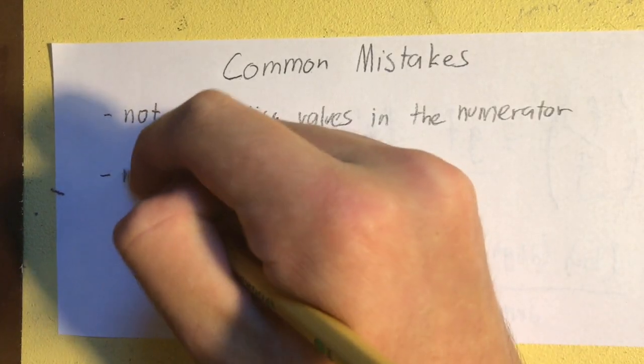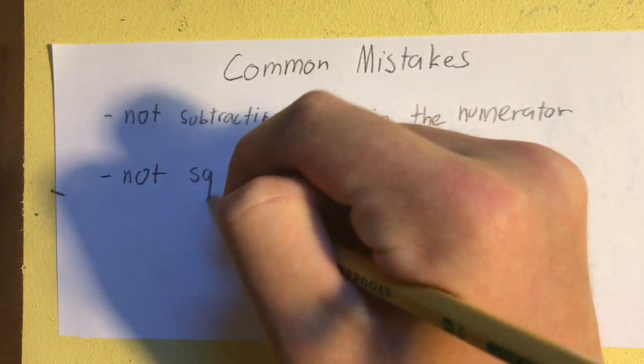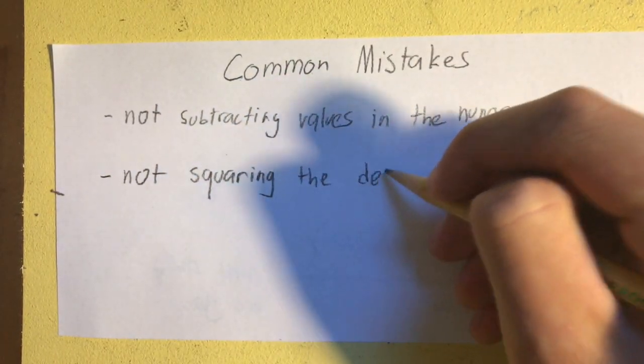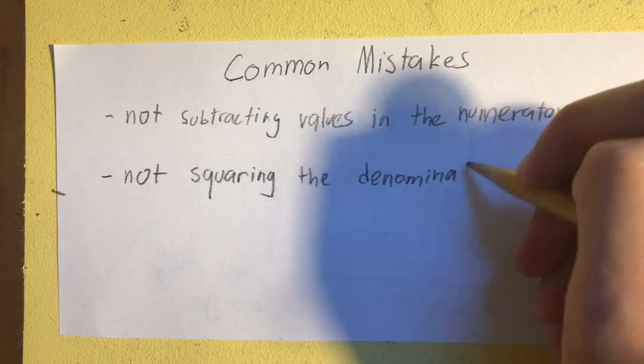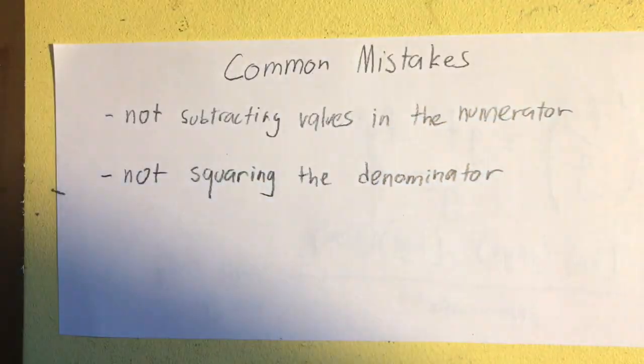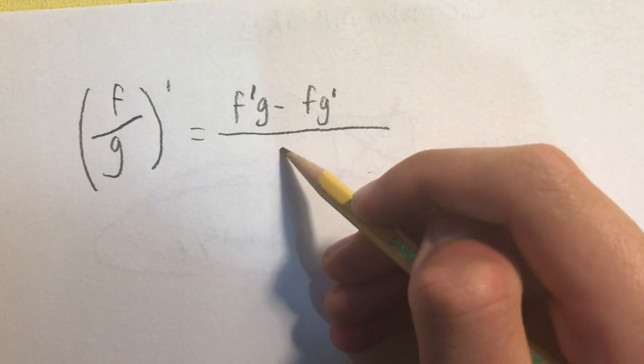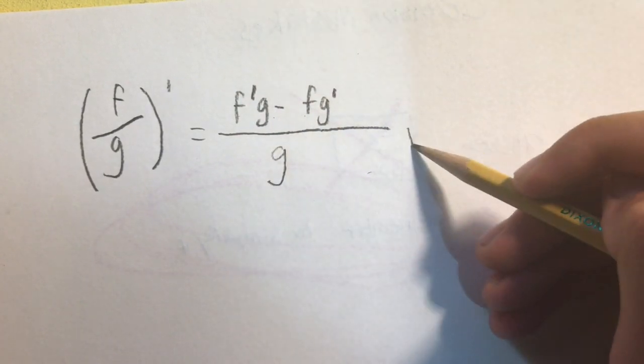Another very common mistake made by a lot of students is not squaring the denominator. I actually made this mistake many times while making this video. It's, again, really important to be very familiar with the equation of the quotient rule, because this is one of the biggest mistakes a lot of people make.